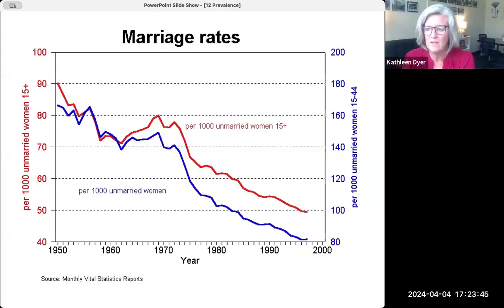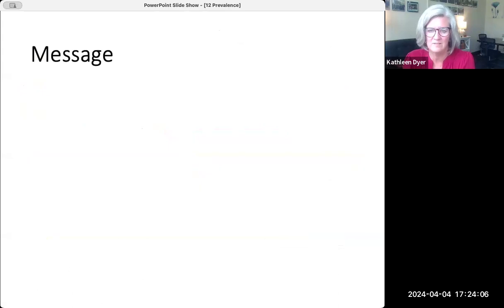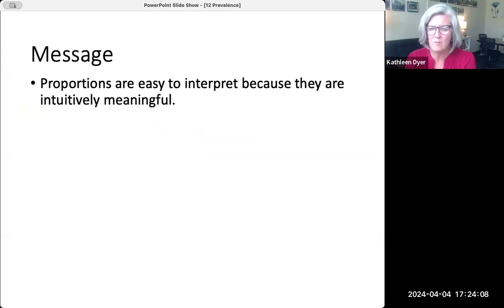If you're looking at a rate, be sure you know if it's crude or general so that you don't accidentally say, oh my gosh, I saw in 2000 the marriage rate was 50 and by 2010 it had dropped to 7. You may accidentally think that something drastic has happened when it really hasn't, and you're just looking at different kinds of rates.